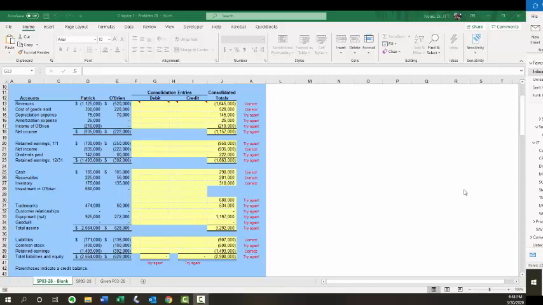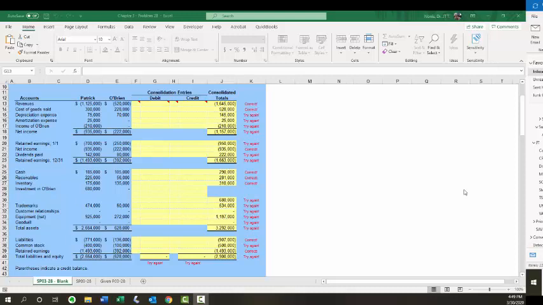Trademarks with a fair value of 160 and a book value of 60. Customer relations that were unbooked, unrecorded, but had a fair value of 75. And then equipment had a fair value of 312, but the book value was 342.